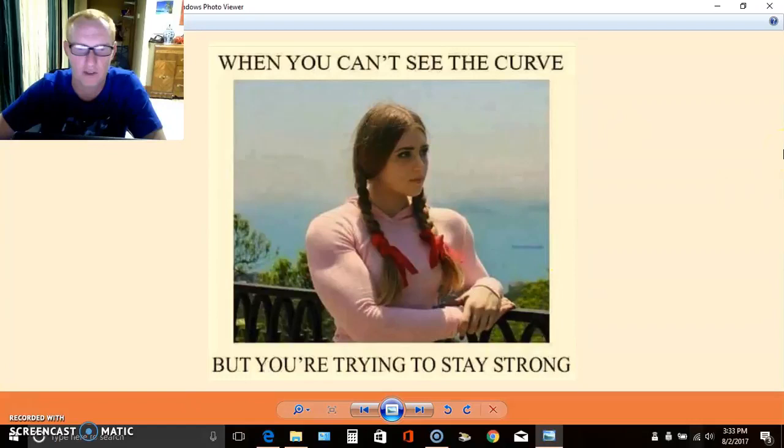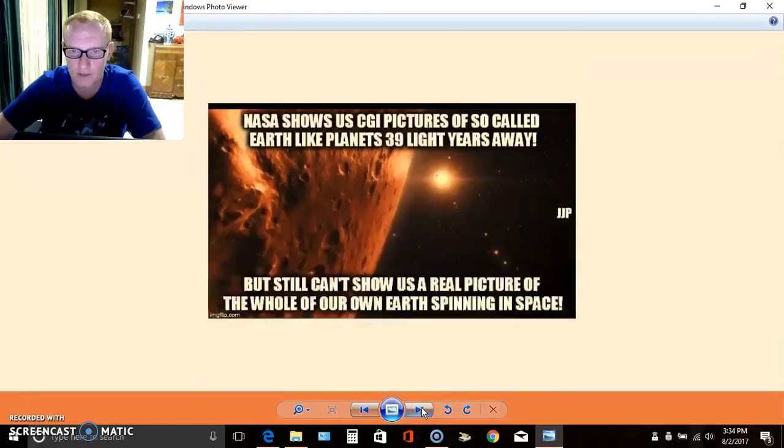When you can't see the curve, but you're trying to stay strong. A little bit too masculine. NASA shows us CGI pictures of so-called Earth-like planets 39 light years away, but still can't show us a real picture of the whole of our own Earth spinning in space.